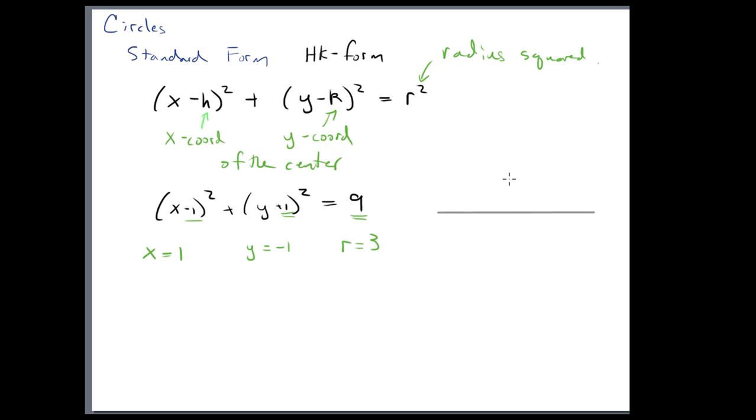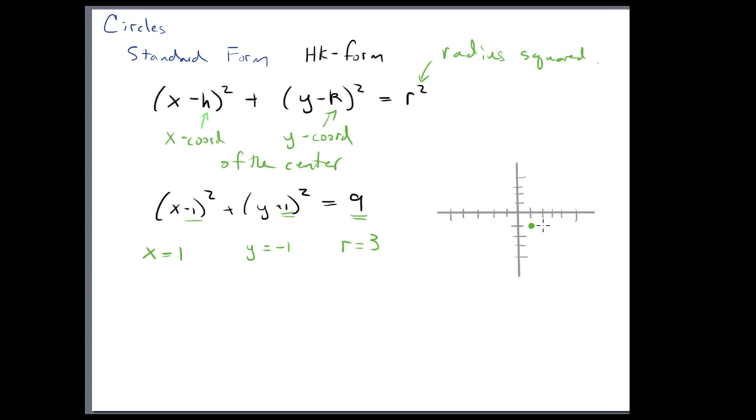my axes and I want to draw a circle, I'm going to go 1, 2, 3, 4, 5, 1, 2, 3, 4, 5, 1, 2, 3, 4, 1, 2, 3, 4. I'm going to go to x equals 1, y equals −1, right there. There's the center of my circle.